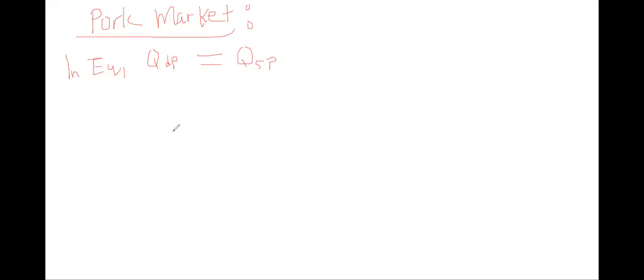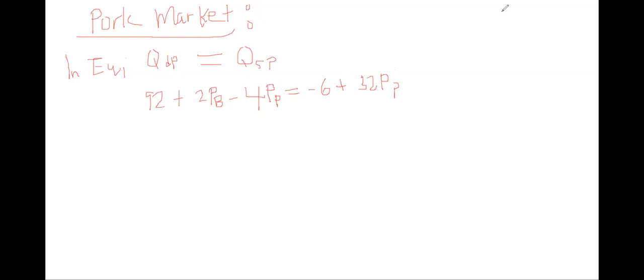So we know that the quantity demanded there is 92 plus 2 times the price of beef minus 4 times the price of pork equals to, so now we bring our quantity supplied of pork, which equals minus 6 plus 32 times the price of pork.